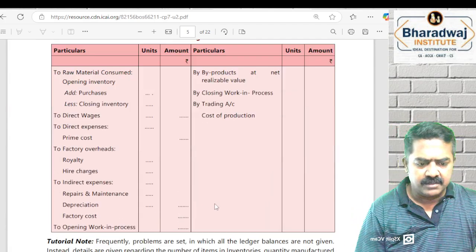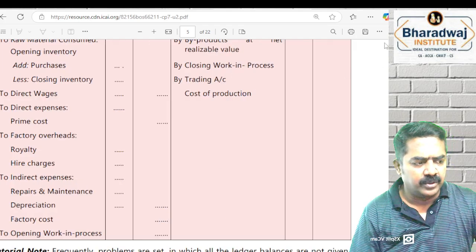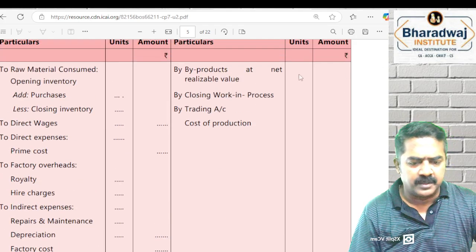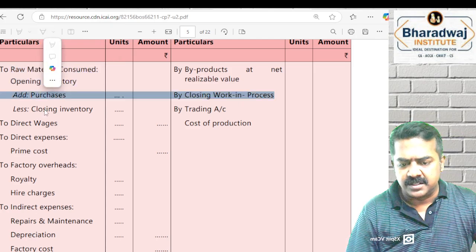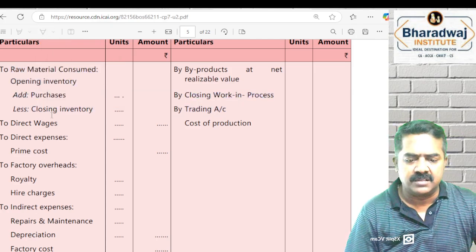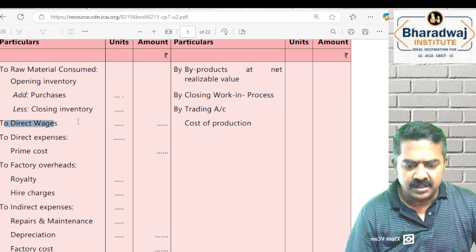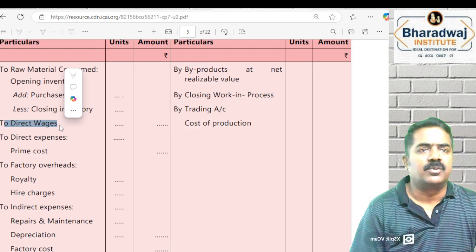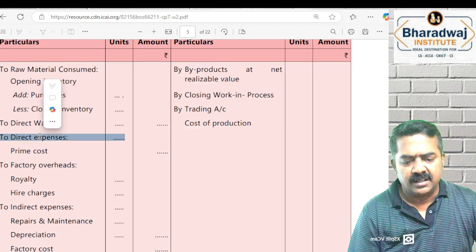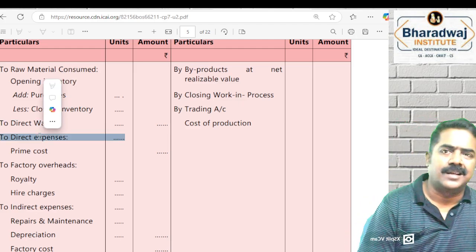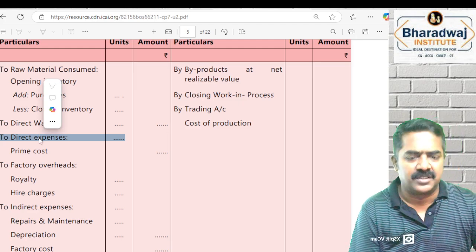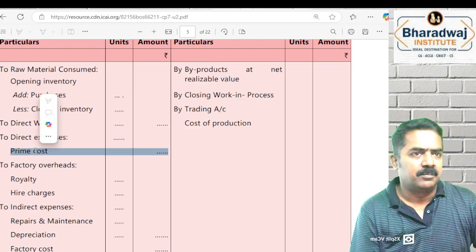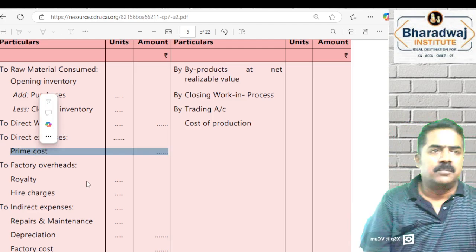This is what I have written, and it is there in your book. No need to copy or do anything. Just refer to your material. How to find out raw material consumed? Opening stock plus purchases minus closing stock gives raw material consumed. Direct wages means wages paid to the workers engaged in production activity. Direct expenses may be expenses directly connected with the designing, handling and manufacturing of the product. We call it prime cost.